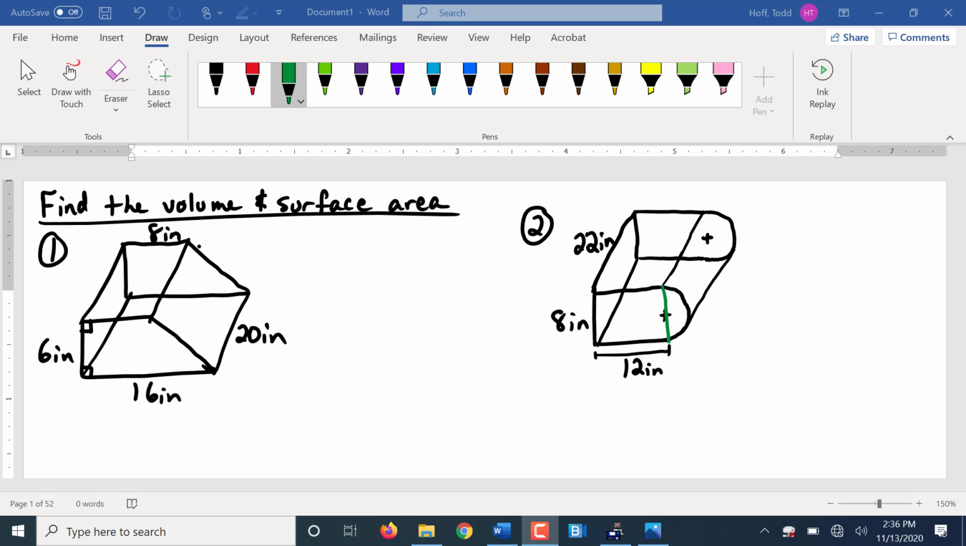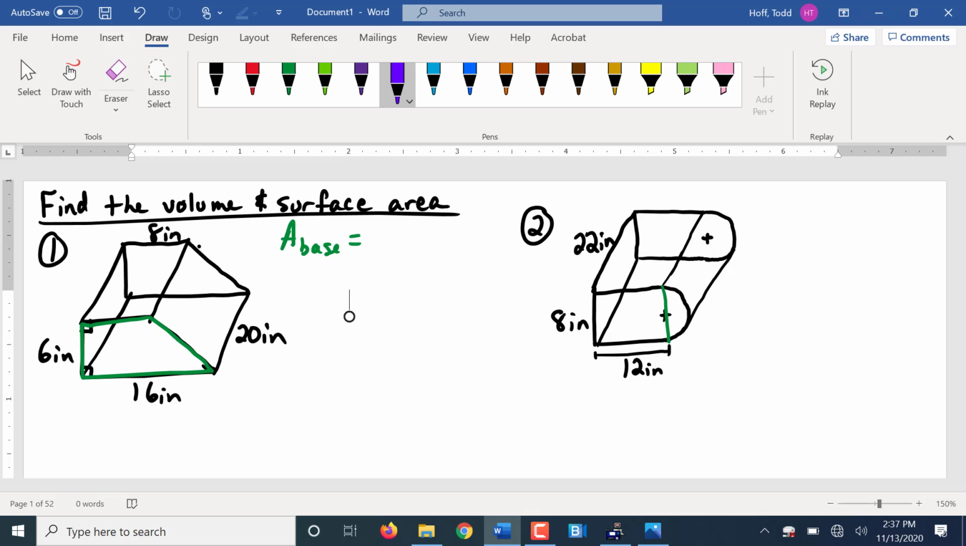So for the first one, we have the base that is this shape here on the end. To find its area for the volume, of course, the first step is to find the area of the base. To find the area of that shape, we have a couple of options. We could cut it into a rectangle and a triangle, or we could just leave it as a trapezoid.